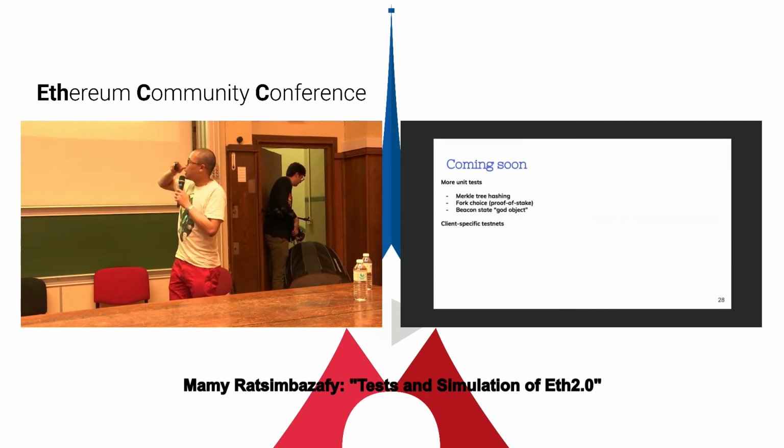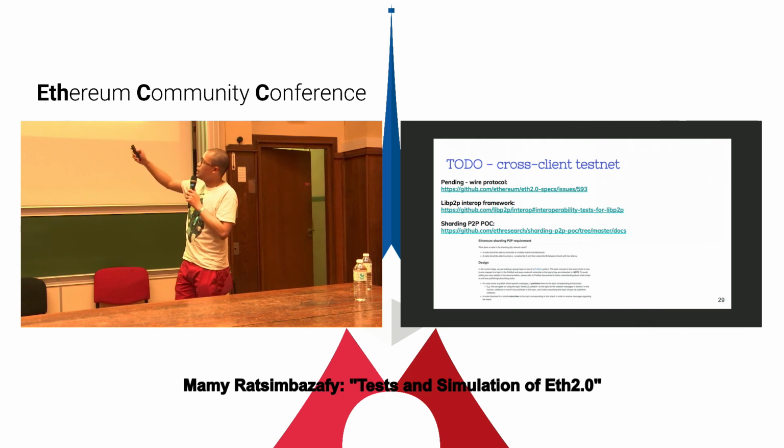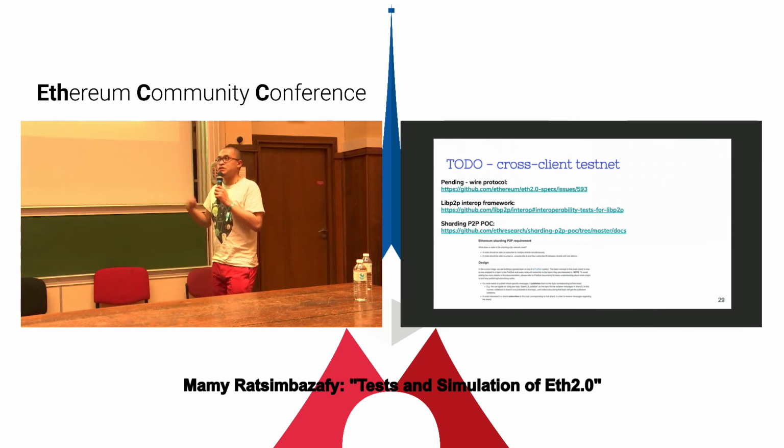Now, I already went over what is coming soon. Regarding a cross-client testnet, once we finish the client-specific testnets, we have the wire protocol pending, so I hope that we fix that in the next 2 months, let's say. Our wire protocol will be based only on peer-to-peer. So first, we must make sure that we can talk to each other. And we already have a proof of concept for peer-to-peer testing that is available at this link, and that you can already use today if you want to play with Ethereum 2.